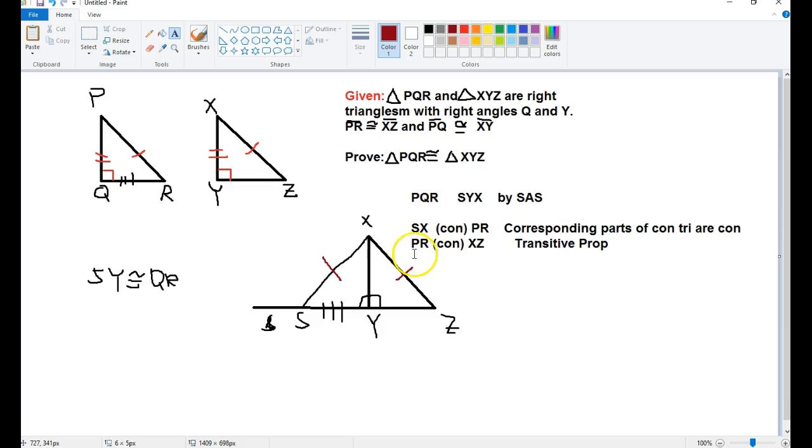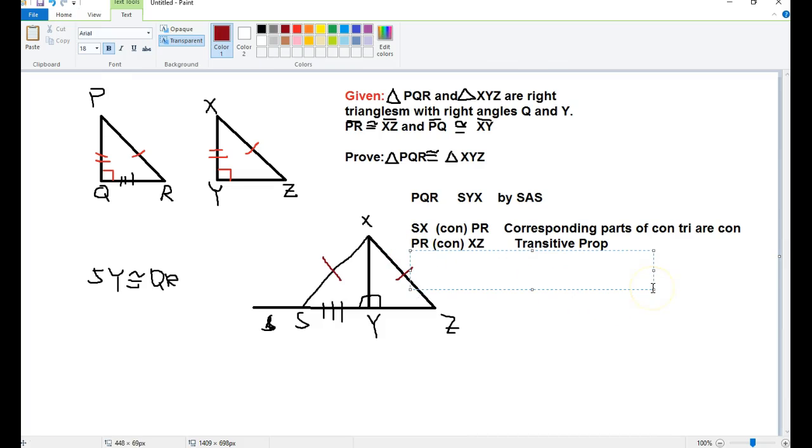Then from here, we can show that angle S and angle Z are congruent. So angle S and angle Z are congruent. And that's because these two sides have the same length, so the opposite angles would be the same. That's the isosceles triangle theorem.